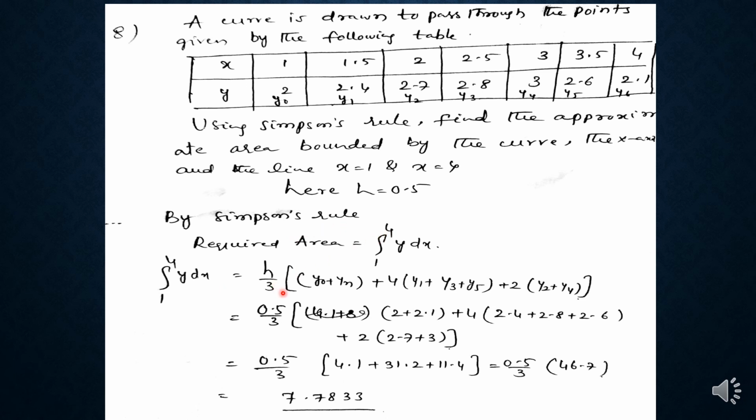The integral from 1 to 4 of y dx can be written, by using Simpson's rule, as h by 3 into y0 plus yn plus 4 into y1 plus y3 plus y5 plus 2 into y2 plus y4. Here y0 plus yn means y0 plus y6, plus 4 into the sum of odd ordinates, that is y1 plus y3 plus y5, plus 2 into the sum of the even ordinates, that is y2 plus y4. Here we will get what is h. h is equal to 0.5.